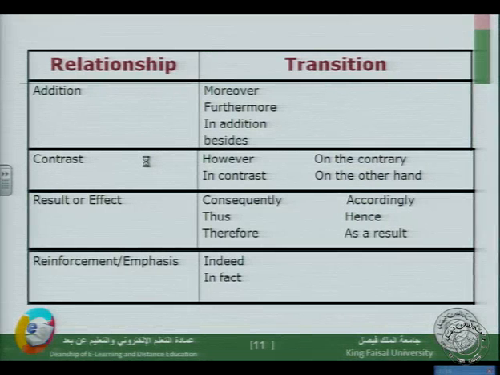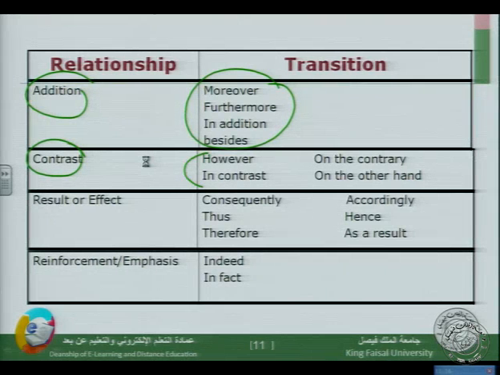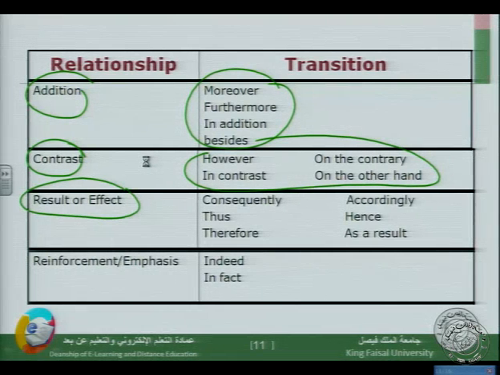So here kind of a summary to what we have discussed. So we have, if you want to add something like addition, to add something like and, you can use also, moreover, furthermore, in addition, besides. If you want to add contrast, you can use however, in contrast, on the other hand, on the contrary. These are more actually transitions, and here if you want to add result or effect, you say consequently. We just discussed these things. And if you want to emphasize something, you should say in fact, indeed. So we will actually, in the next class, have examples and exercises on how we can use these transitions.